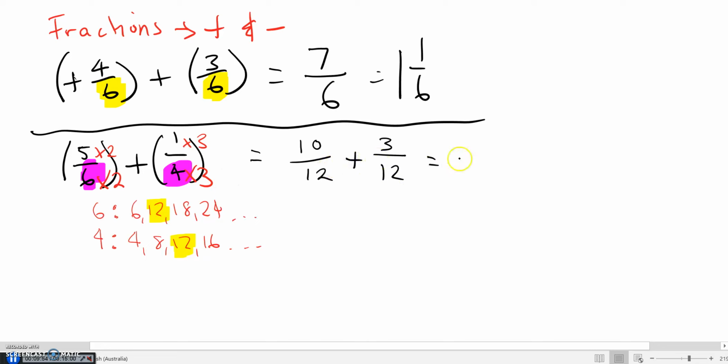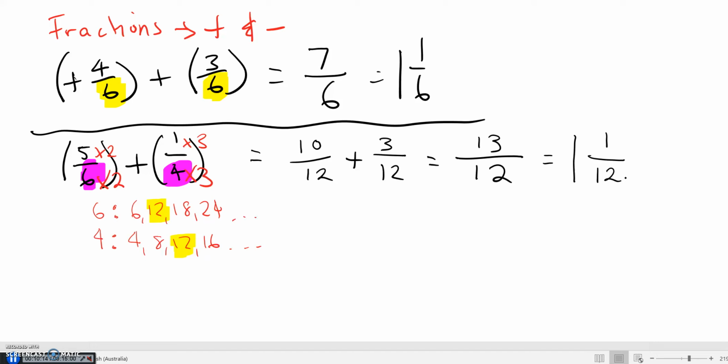Again, adding and subtracting, the denominator must stay the same. 10 plus 3 is 13. If we wanted to turn that into a mixed number, how many times does 12 go into 13? It goes in one whole time with 1 left over and then 12 on the bottom. Okay. We will do a little bit of multiplication and then some division to go with it also.